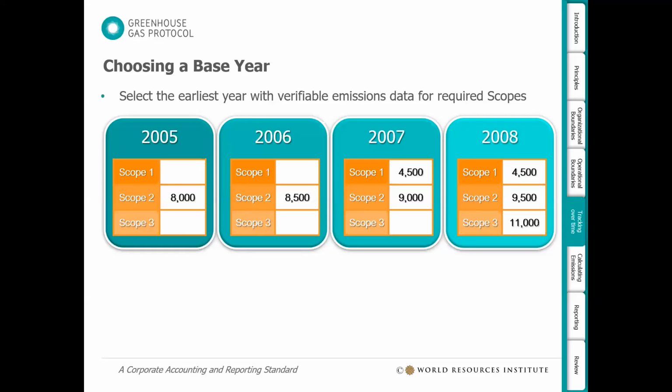So if emissions do fluctuate dramatically over time, the corporate standard also recommends that companies consider averaging emissions over a series of consecutive years to derive an average base year profile. And the important point here is that the years that are averaged over should be consecutive. An averaged base year shouldn't be based on a set of non-consecutive years.